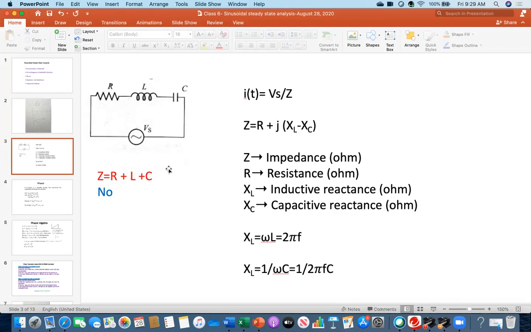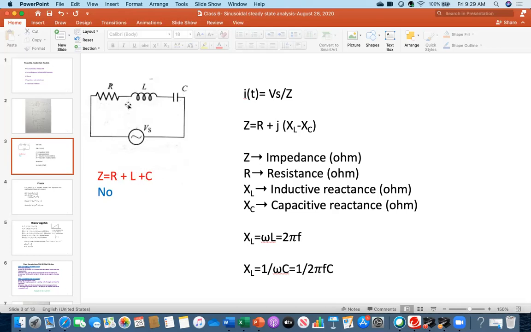Everybody, do you understand what I am asking? Yeah. So therefore, the answer is definitely no. That's why I have written here no. This means we cannot do this thing. Can you guess why? Because R is in ohm unit, L is in Henry, C is in Farad. Three different units. You cannot sum them up in that way.